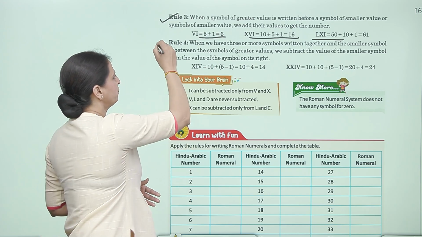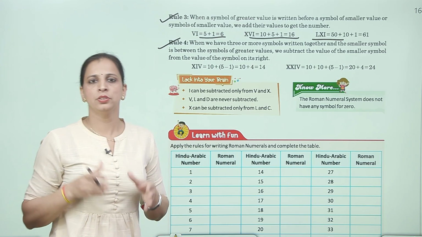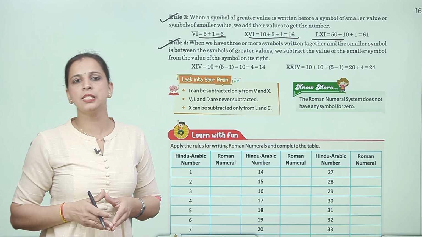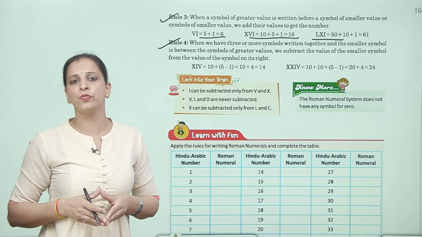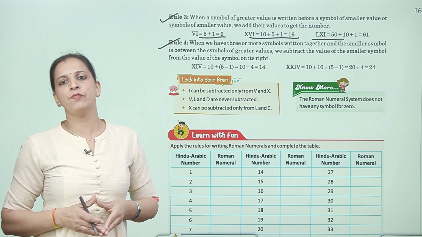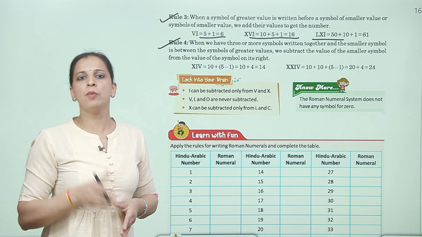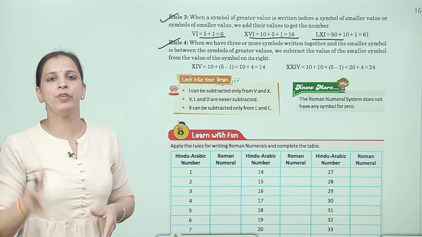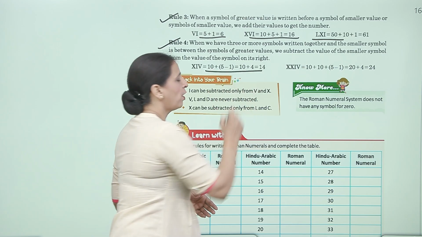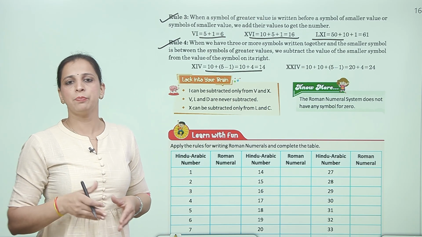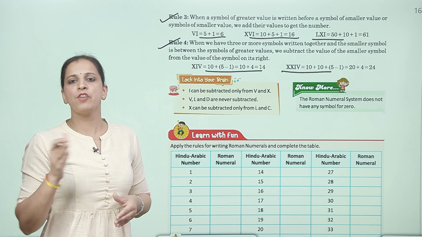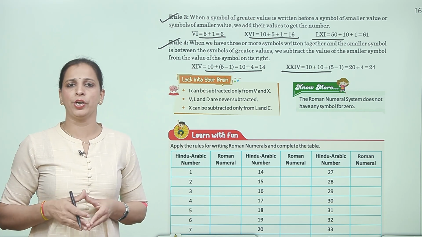Now, rule 4. When we have 3 or more symbols written together, and the smaller symbol is between the symbols of greater values, we subtract the value of the smaller symbol from the value of the symbol on its right. That is XIV, that is 10 plus 5 minus 1 is equal to 10 plus 4, 14. XXIV is 10 plus 10 plus 5 minus 1 is 20 plus 4 is 24.